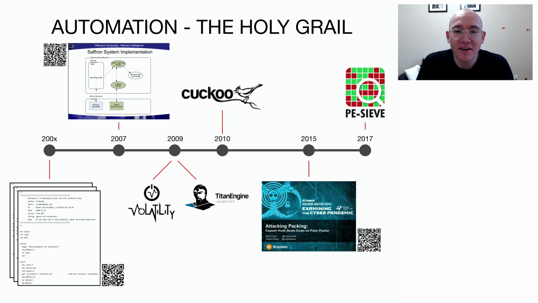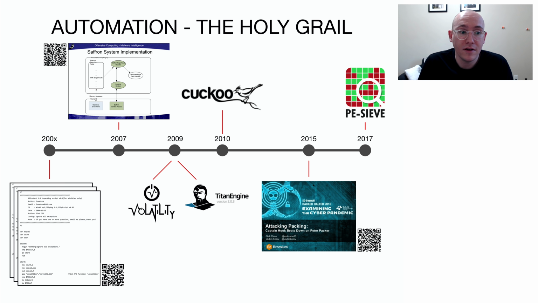Automated unpacking has been the holy grail for reverse engineers for a long time, and I've compiled a short timeline of how it's evolved. If we look back at the early 2000s, the way that you automated unpacking was basically by sharing your Olly scripts. There's a repository here that I've linked with a whole bunch of different Olly scripts that you can use to unpack different old packers. You would just run the script in Olly yourself.